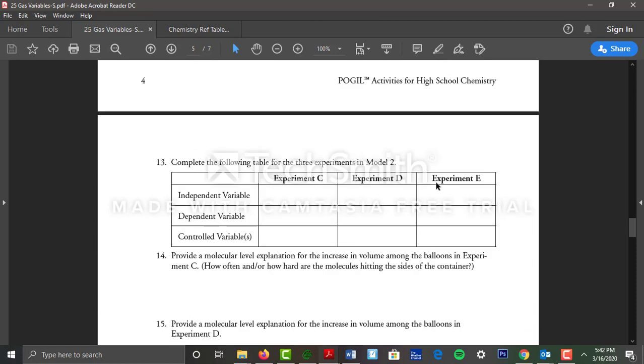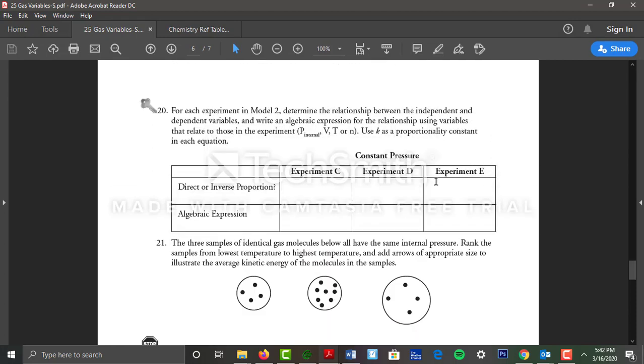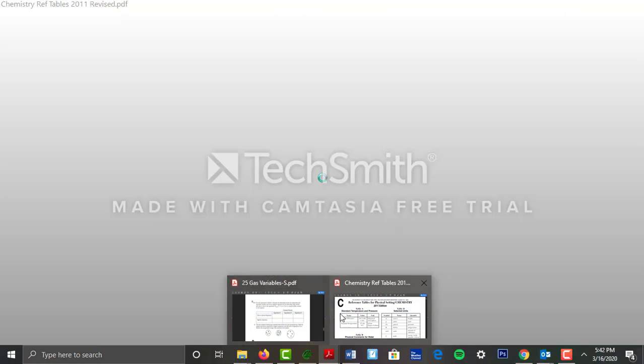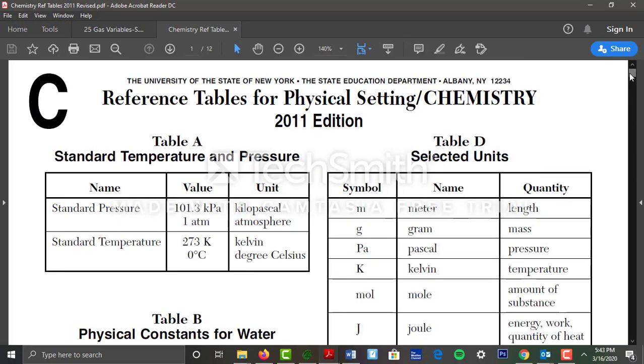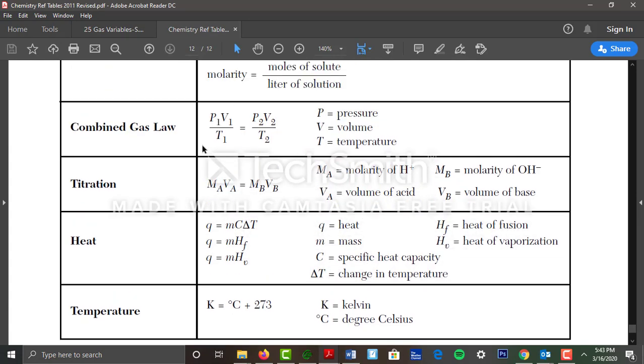We looked at their independent variables, their dependent variables, and then we talked in depth about direct and inverse proportions. And then we looked at what the graph would look like if we were to graph these relationships. Then we spent some time in class going over some math problems using the combined gas law, which is found on our reference tables on the last page.